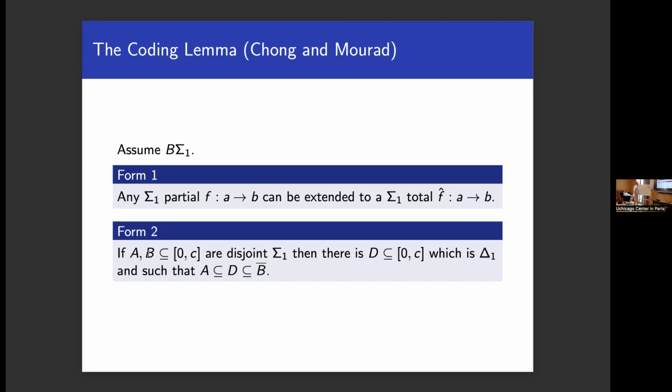So what are they? One is that any sigma 1 partial function from a finite set to a finite set, finite according to the model, can be extended to a total one. That's really useful, and I'll show you one use in a moment. A second one is this separation principle.